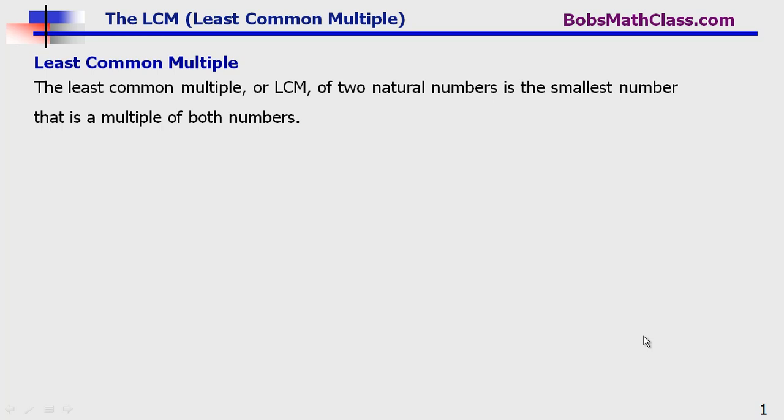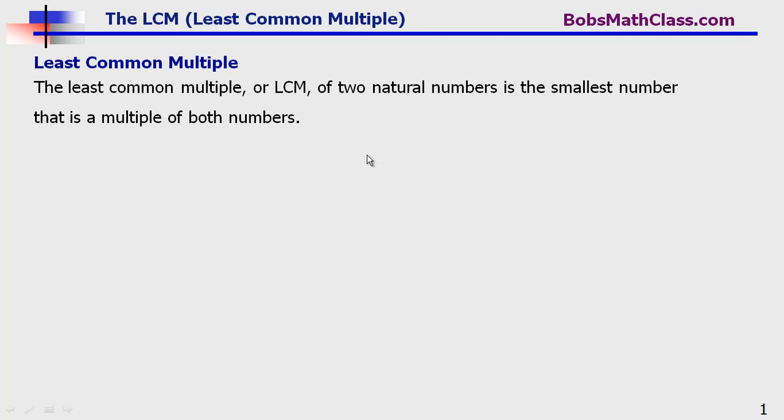Natural numbers just means the numbers 1, 2, 3, 4. You know how we naturally learn how to count. Those are called natural numbers. The whole numbers are just like the natural numbers, except we start with the number 0. So whole numbers are 0, 1, 2, 3. Natural numbers are 1, 2, 3, 4.